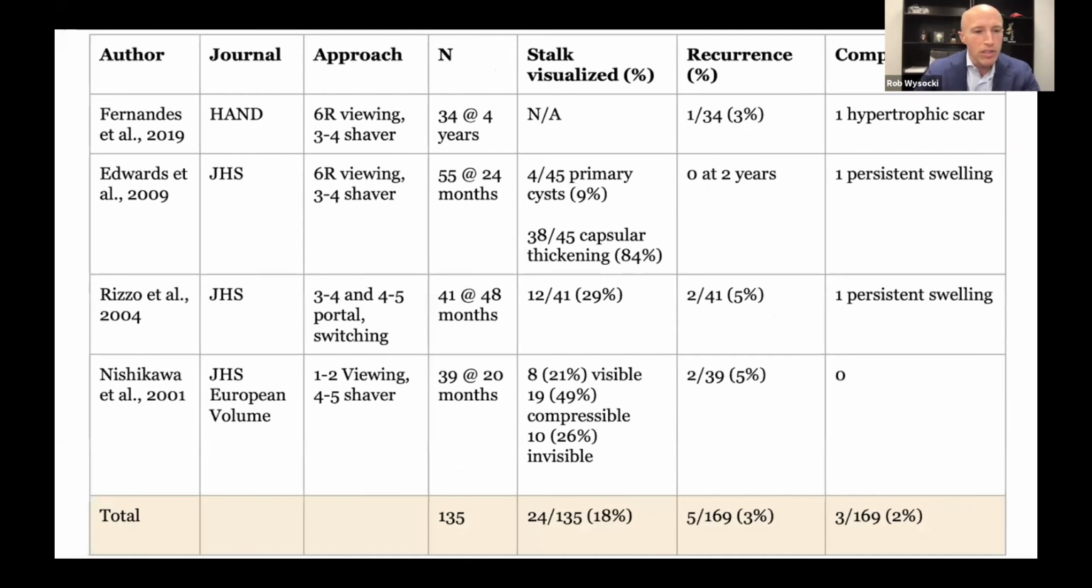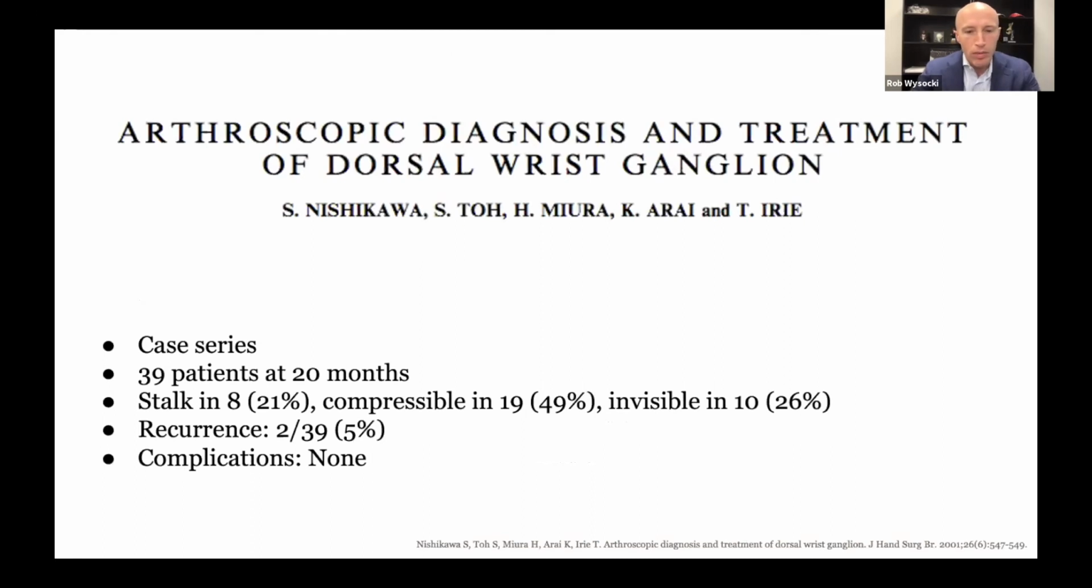The last of these studies, Nishikawa from 2001, this is really the one study where they switched things around. So their viewing was all the way on the radial side. They made a 1-2 portal for their viewing, which, as you know, can be a little bit dicey to start. You probably want a bit of a bigger open incision, to make sure that the radial artery and dorsal sensory radial nerve are safe. But they were able to do it safely, 39 patients, a shorter follow-up, just 20 months.